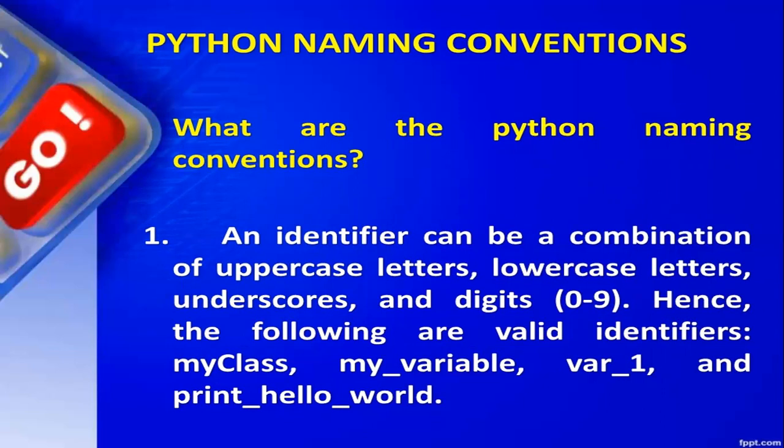So, my class: although class is a keyword, if you remember, so you cannot name an identifier only class, but you can name it my class, my variable, var underscore one, print underscore hello underscore world. All these are valid identifiers.